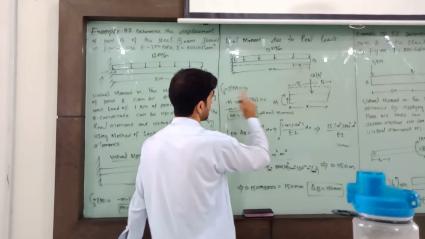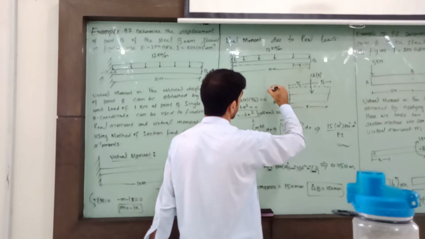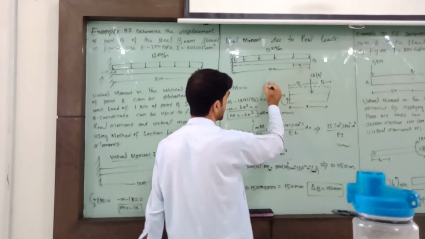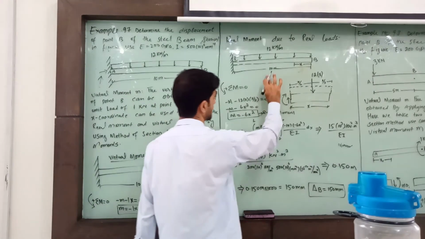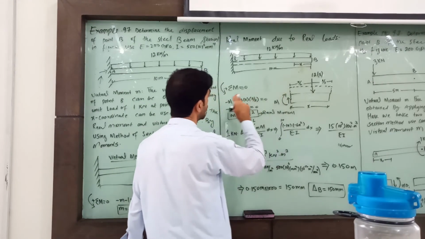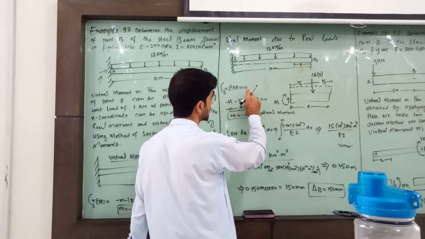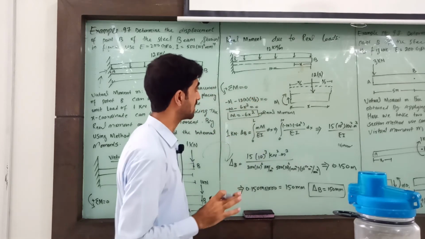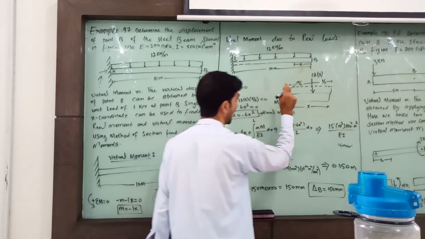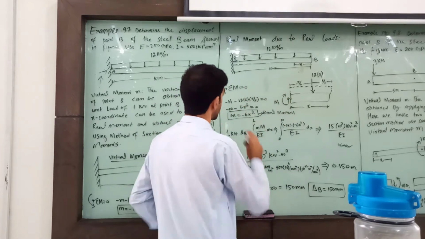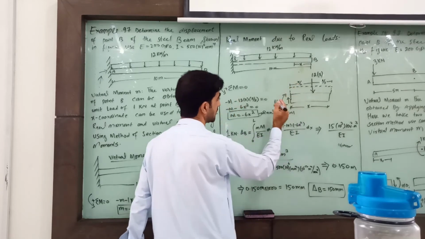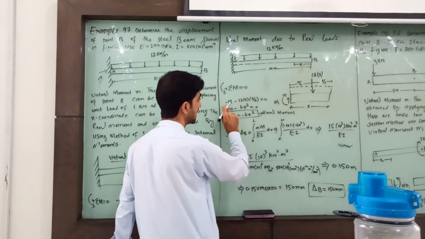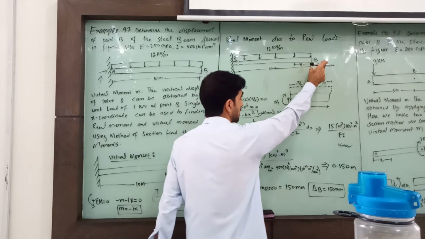So we can take anticlockwise moment as plus, okay, in this situation. So the summation of moment is equal to 0. First of all, the summation of moment is equal to 0 on this beam. So minus M, when we apply this moment, we take minus. Okay, minus M minus 12.